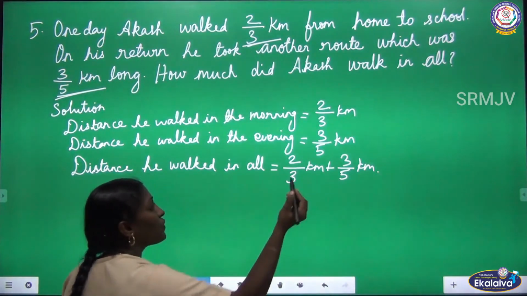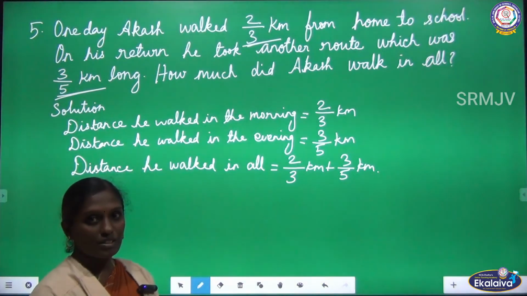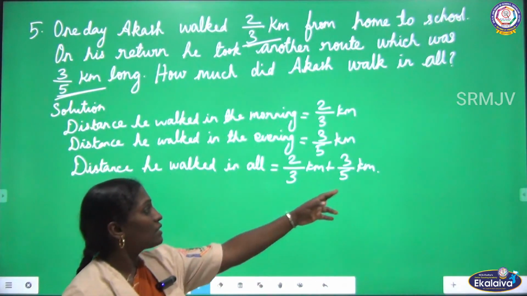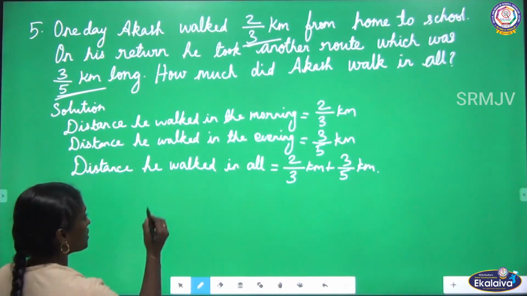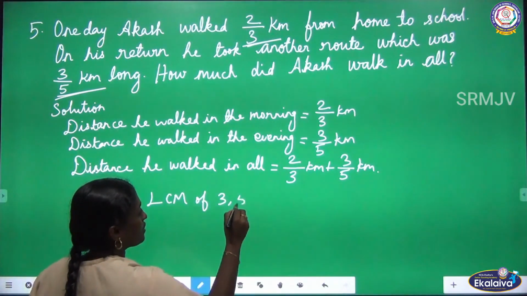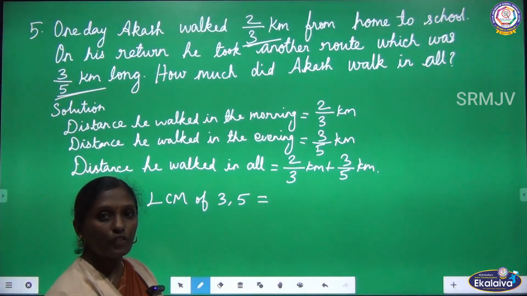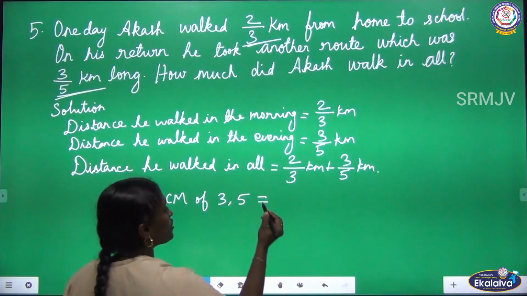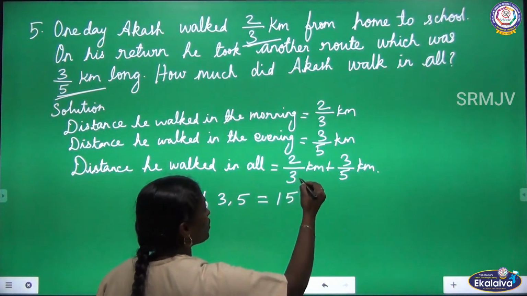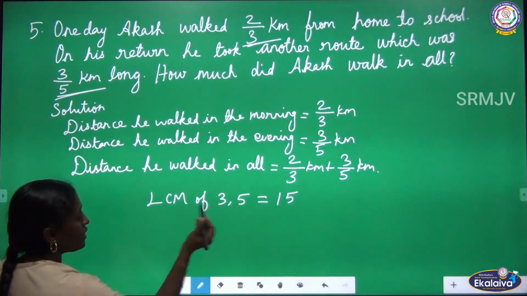Okay. Now we have to add these two fractions. These two fractions are unlike fractions. So we have to convert it into like fractions by finding the LCM of the denominator numbers. So LCM of 3 and 5. Here 3 and 5 are prime numbers. So the product of the two number is the LCM. So 3 5s are 15. 15 is the LCM. So we have to convert the first fraction and second fraction with the denominator 15.